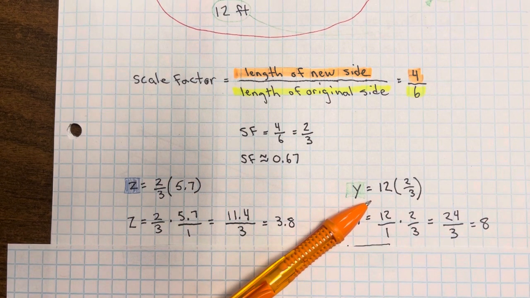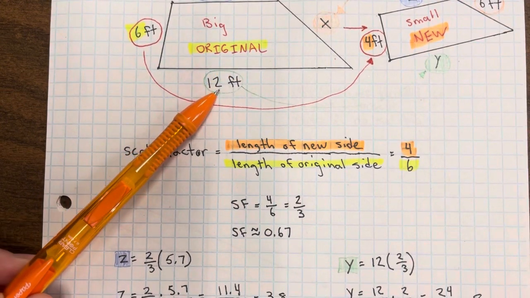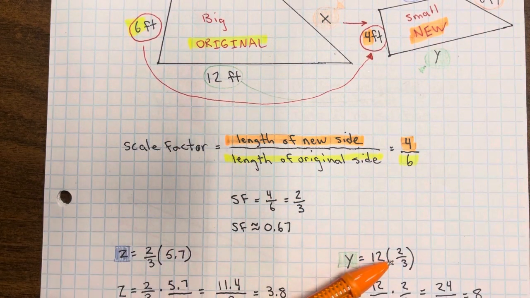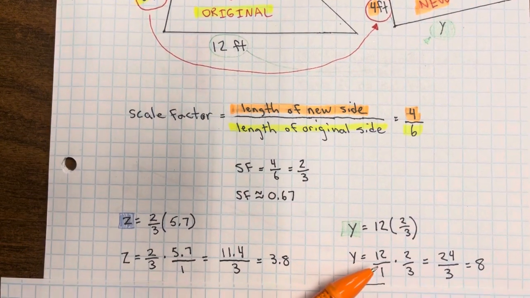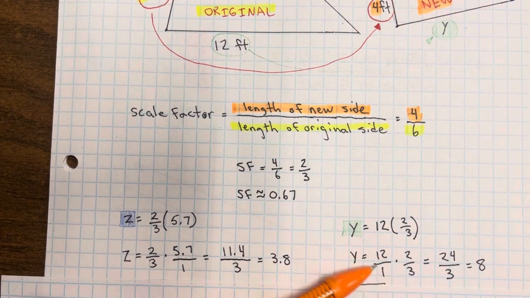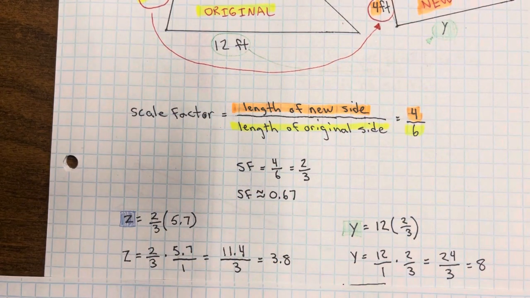For y, we're going to do the same thing. We have the original, and we're going to multiply it by the scale factor. The scale factor is 2/3. It's going to decrease in size. So we have 12, and I wrote it as an improper fraction, 12 over 1, which didn't change the value, multiplied by 2/3. 12 multiplied by 2 is 24, 1 multiplied by 3 is 3. 24 divided by 3 equals 8. So the length of y is 8 feet.